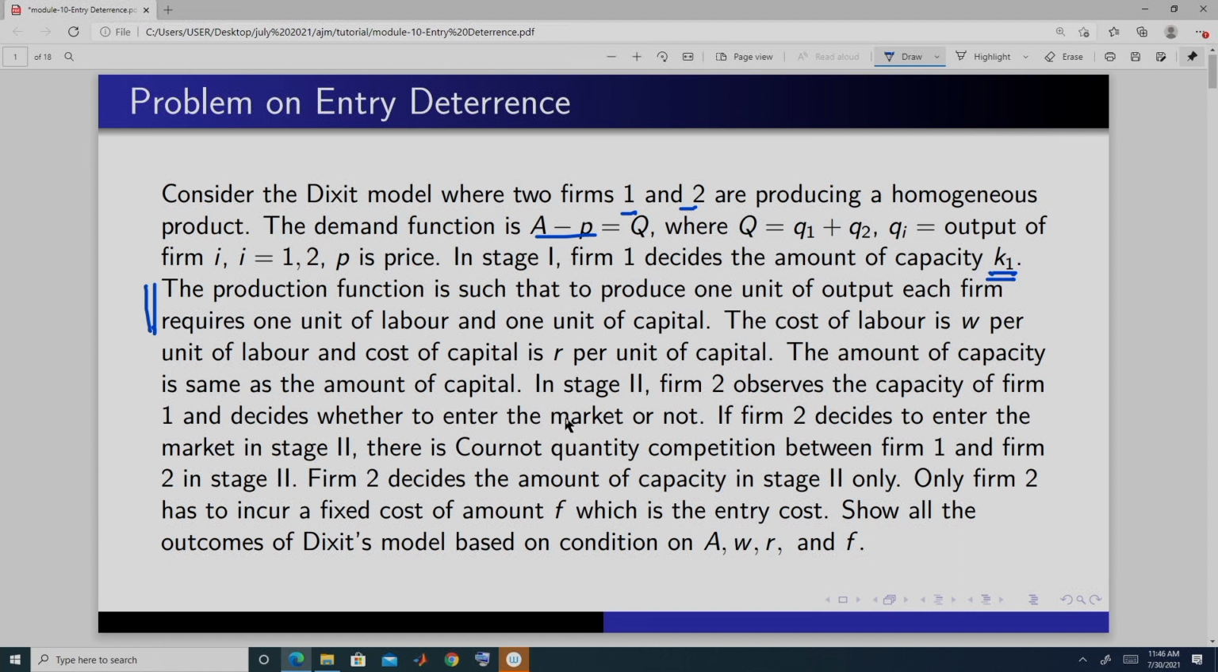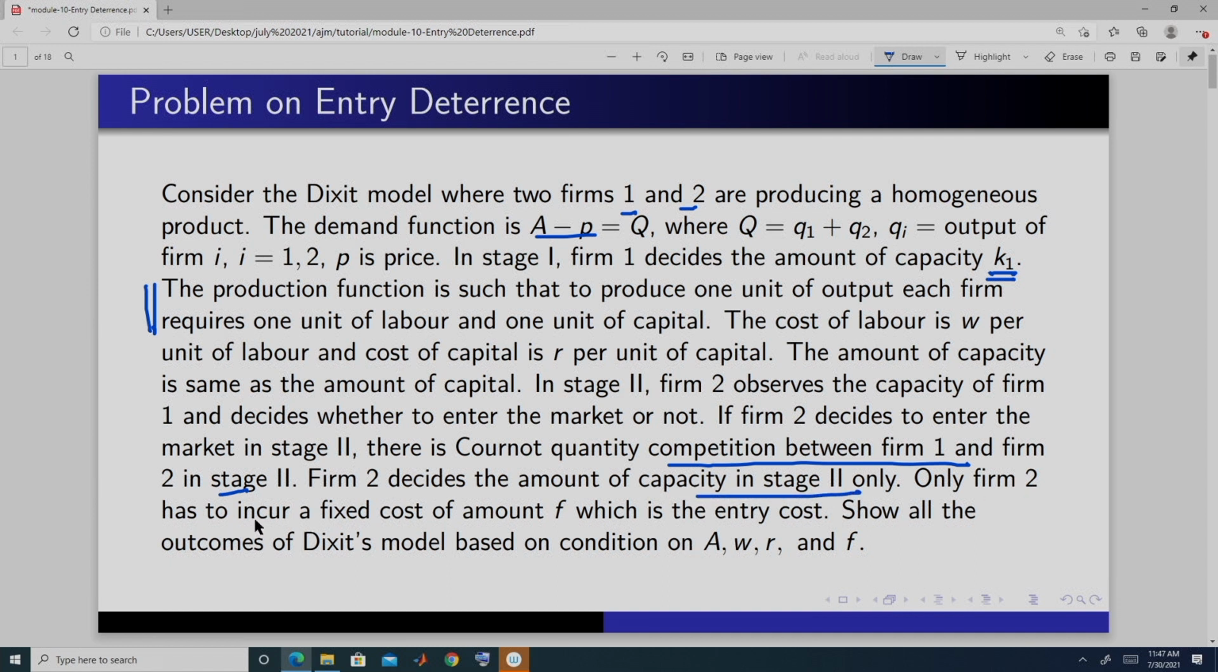And in stage 2, firm 2 observes the capacity of firm 1 and decides whether to enter the market or not. If firm 2 decides to enter the market in stage 2, there is Cournot competition between firm 1 and firm 2. So, in stage 2 there are two things being decided. First, firm 2 decides whether to enter or not, and once it enters, there is Cournot competition between firm 1 and firm 2.